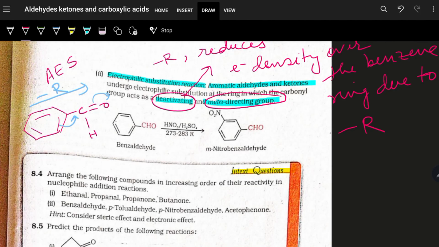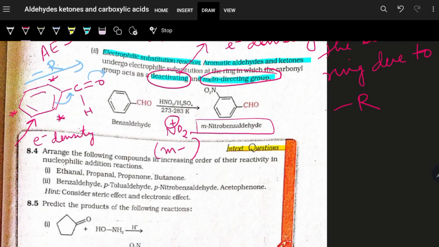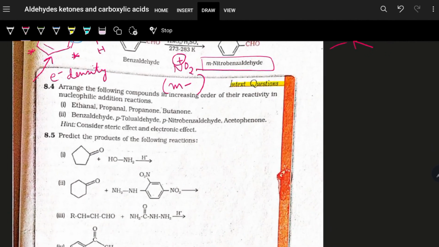Why? Because when the electron density moves out, then what happens? There is a positive charge developing over the ortho-para positions. So this meta position has relatively greater electron density, and an electrophile over here, NO2 plus, will obviously attack the meta position. So it is meta-nitrobenzaldehyde as the product. So it is meta-orienting, meta-directing because the CHO group is deactivating. So this is the in-text question.